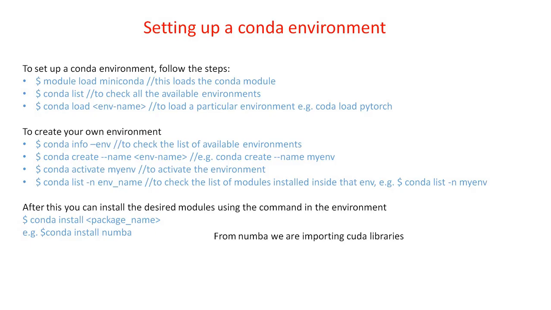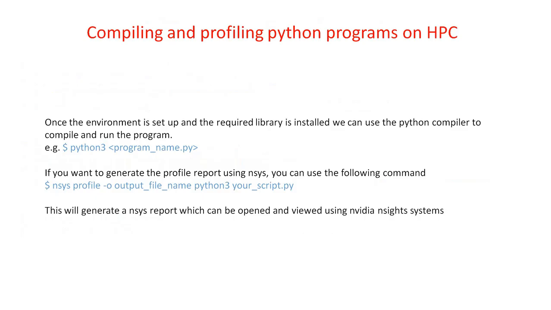Now after this, you can install the desired modules in the environment using conda install package name. So for example, suppose I say conda install numba, that is what we will need to do to import all the CUDA libraries from numba. Now in order to run the program, compiling and profiling, that is what we used to do, profiling in the C program. In this particular case also you can do profiling.